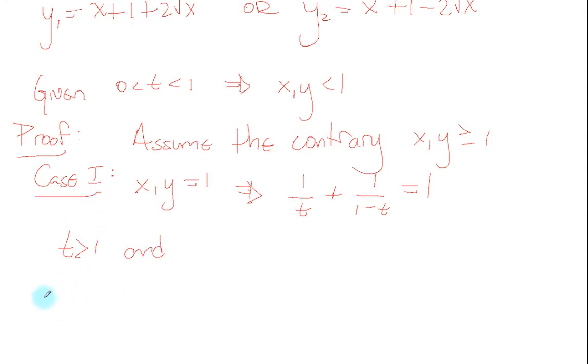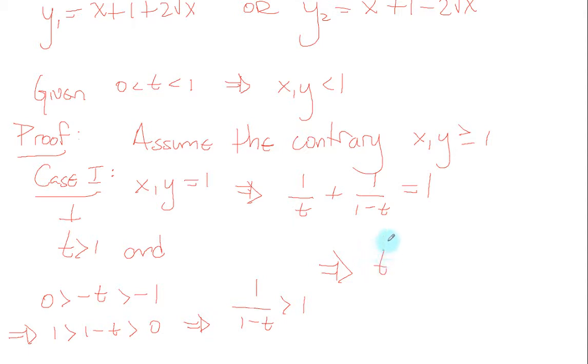let's do a little calculation here. 0 greater than minus t, greater than minus 1, 1 greater than 1 minus t, greater than 0. This implies that 1 over 1 minus t is greater than 1. Now, if we add these two together, this term and this term, then we have 1 over t plus 1 over 1 minus t, both greater than 2 plus 1 plus 1, which is 2. But this contradicts the fact that this is equal to 1, right? 1 greater than 2. It's a contradiction here.